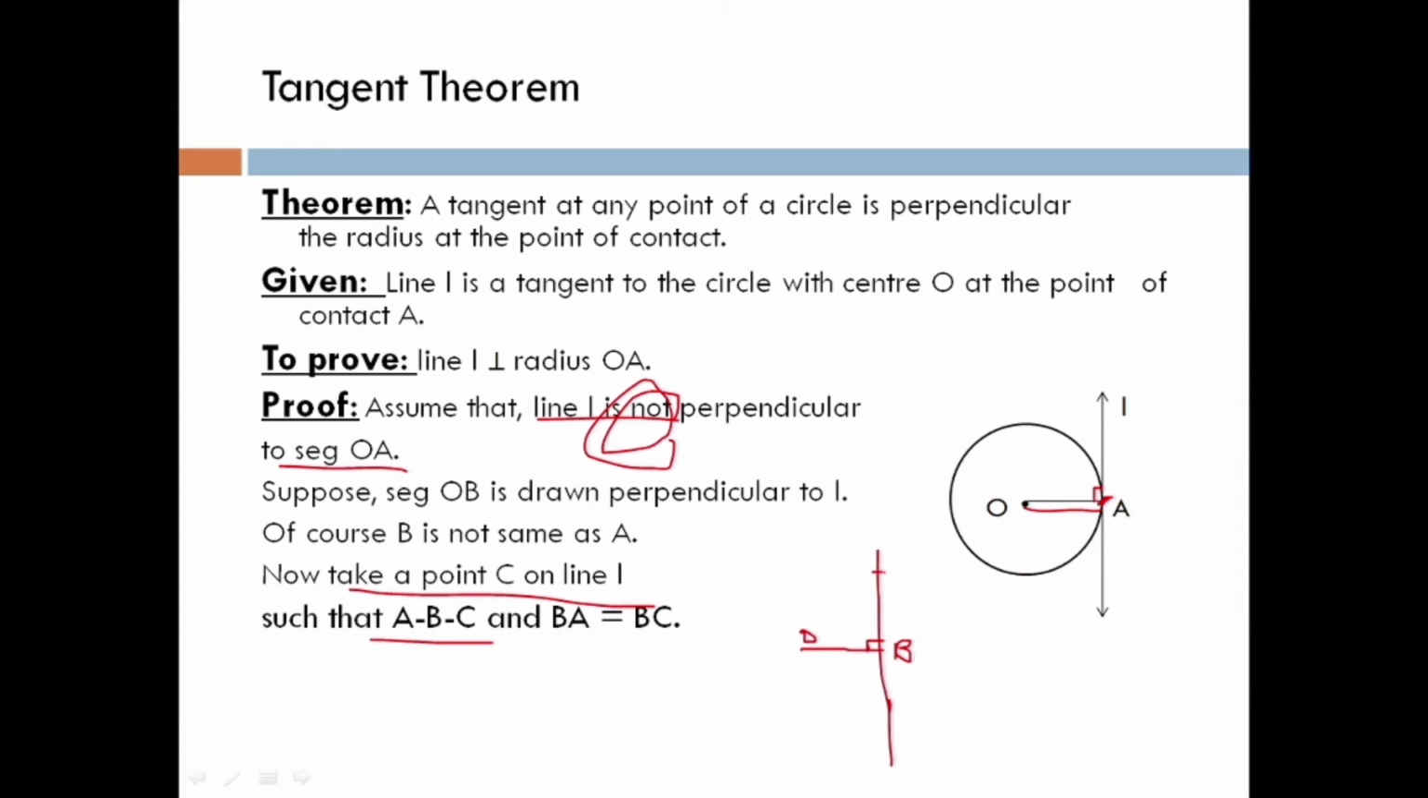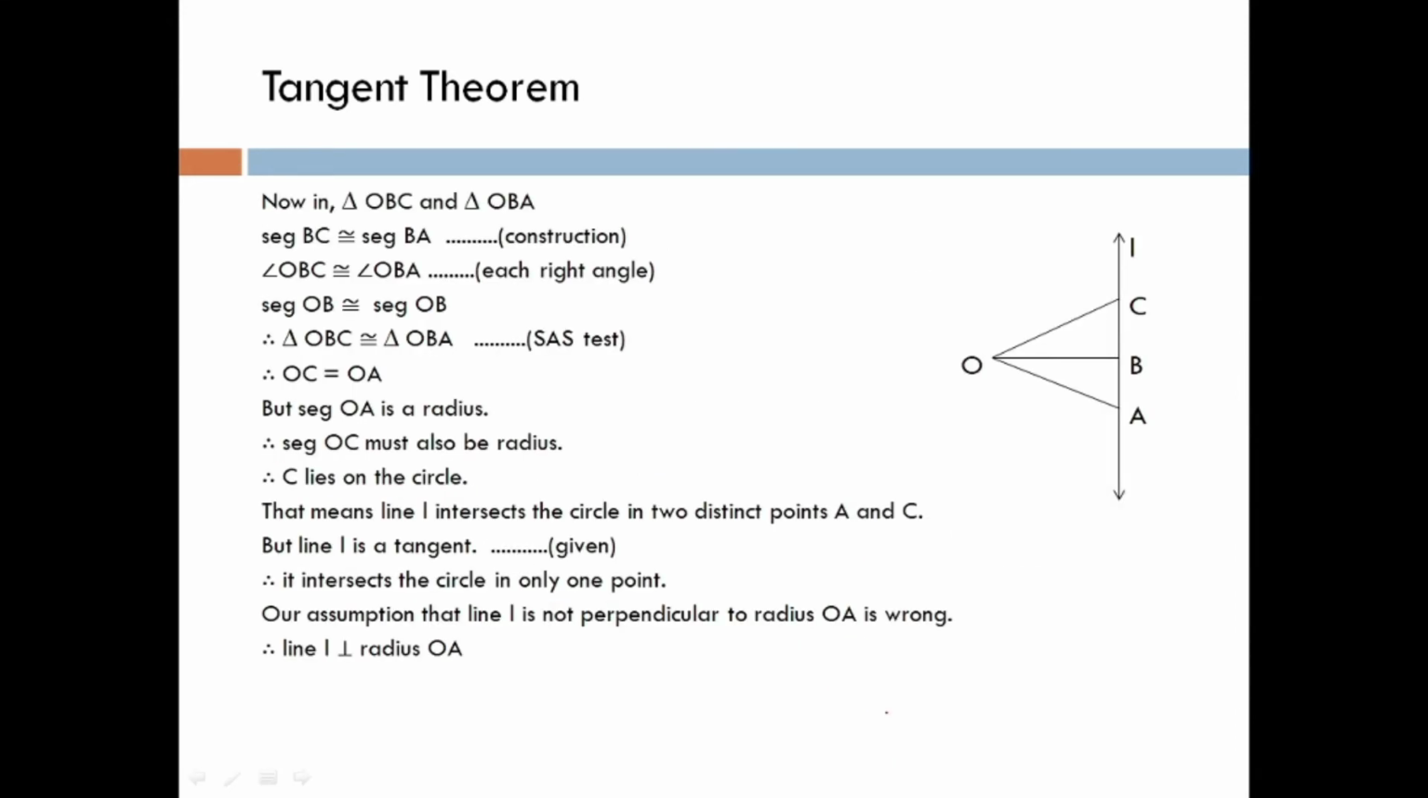So this is the point C, suppose this will be the point A. Now these 3 points are collinear and this segment that is BA and this segment that is BC will be same or equal, right? So this is the construction we need to do and we need to just join these two points, that is OC and OA. This is what we need to do. The neat diagram is on the next slide.